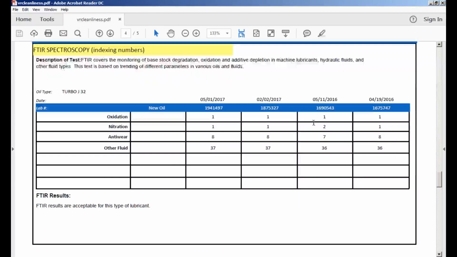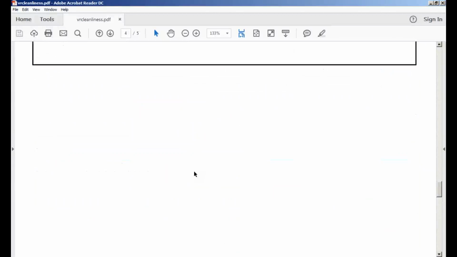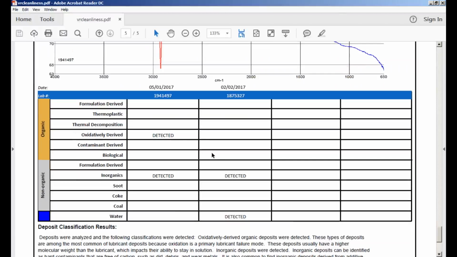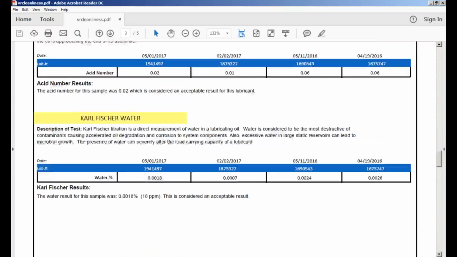And, comparing to historic, because evidently we don't have a new oil reference for this particular one, but historically we haven't had that much change with the oil makeup. And I think if we keep going here, we're going to find that when we have samples that score very high on the UC, we'll go ahead and run this test called deposit classification and try to identify what those particulates are. And in this case, here we find varnish, oxidatively derived particulates, but also we have inorganics. And this is probably what we're seeing a lot of. We're seeing a lot of probably dust and dirt, hard particulates in this sample.